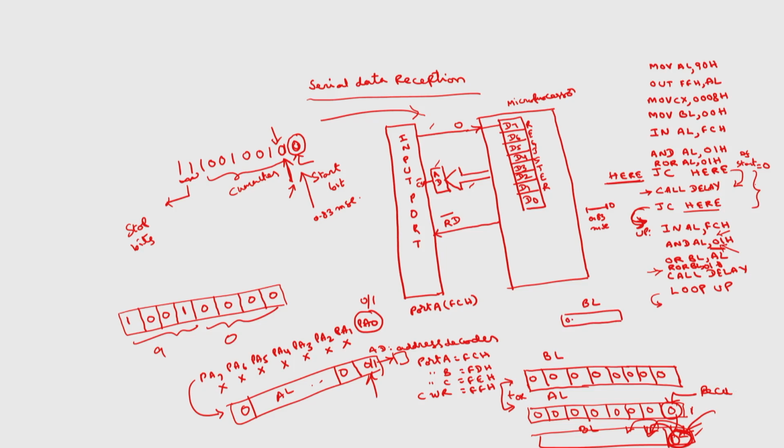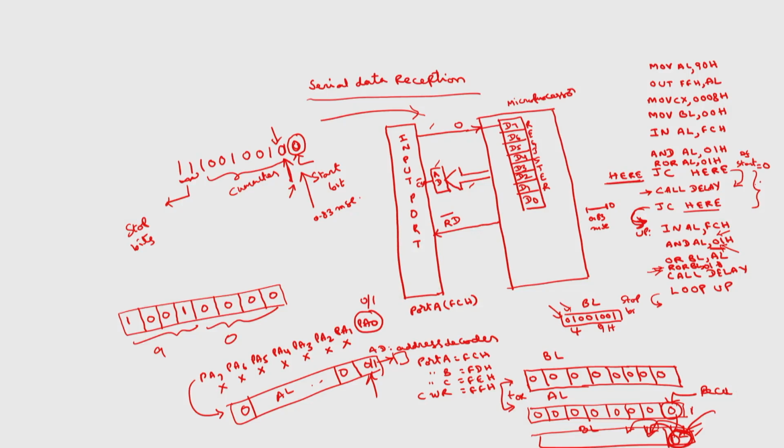So, at the end of this loop, BL will contain that 0 1 0 0 1 0 0 1, which is 49H, because the first bit received will be 0. This will be rotated 8 times, because this rotate operation is in a loop. So, this will come here, and the second bit received will be here. Like that, 49H will be placed in BL. This is valid if the received bit follows 2 stop bits. So, we have to check now for stop bits.